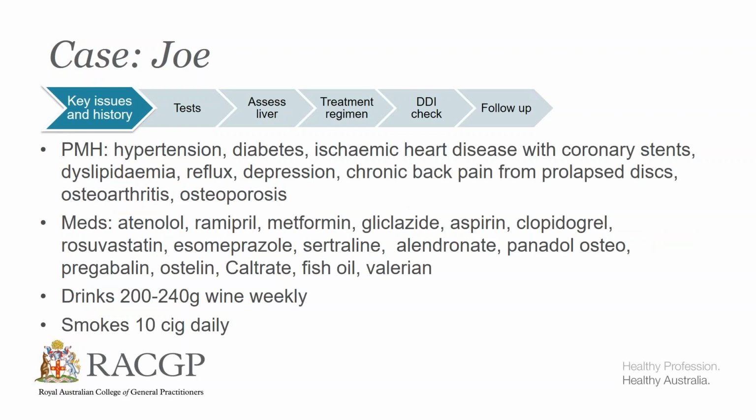Now, here's his past history. So looking more at Joe in detail, hypertension, he's got diabetes, ischemic heart disease, he had coronary stents, as we know, he was worked up for those, dyslipidemia, reflux, depression, chronic back pain from prolapsed discs, osteoarthritis, osteoporosis. Look, we see a lot of chronic disease in general practice. This shouldn't scare us. No. We've got a lot of people on a lot of medications and with a lot of comorbidities. You can see his medications there. It's on that sort of metabolic pathway he has here with all of those medications. He does drink 200 to 240 grams of wine weekly, and he smokes 10 cigarettes a day. So he's got significant comorbidities and a high medication burden, and has the added risk of regular alcohol intake.